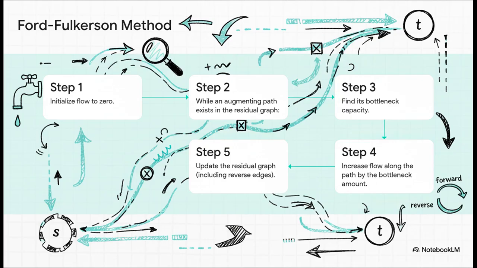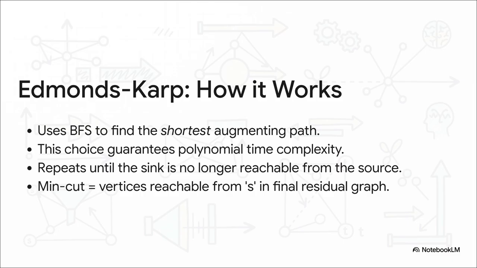Now, the main difference between various algorithms is how they choose which path to use next. Edmonds-Karp makes a simple but totally brilliant choice. It always picks the shortest available path in terms of the number of edges. And it finds this path using a good old breadth first search, or BFS. This one simple rule is all it takes to guarantee the algorithm runs efficiently. And here's a cool bonus. When the algorithm is all done, you can easily find the min cut. It's just all the nodes you can still reach from the source in that final residual graph.